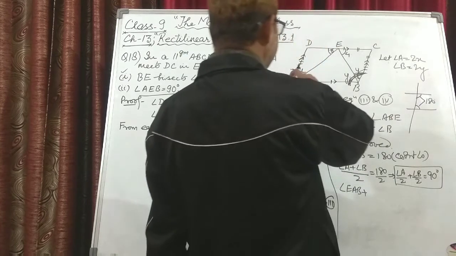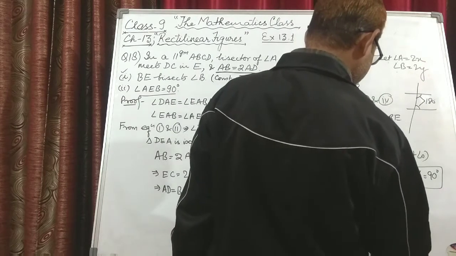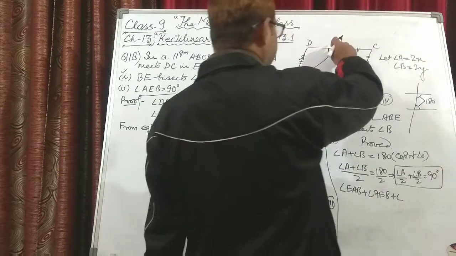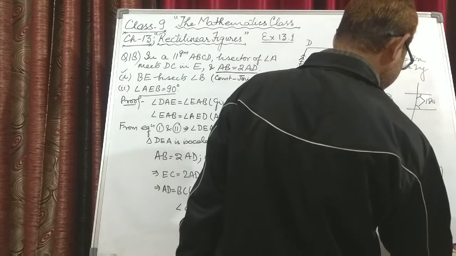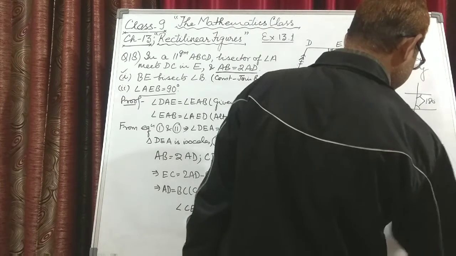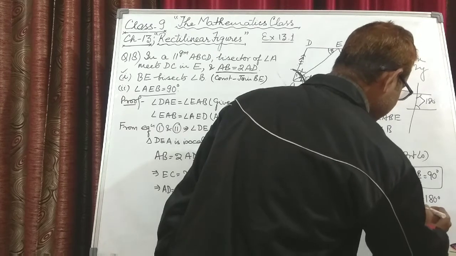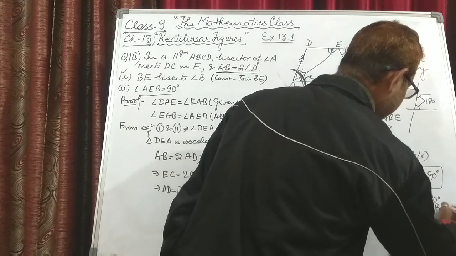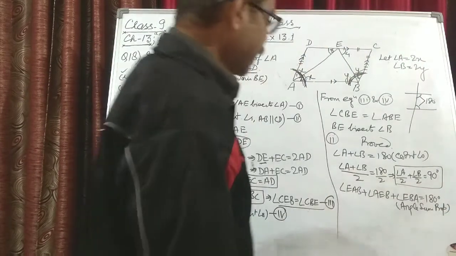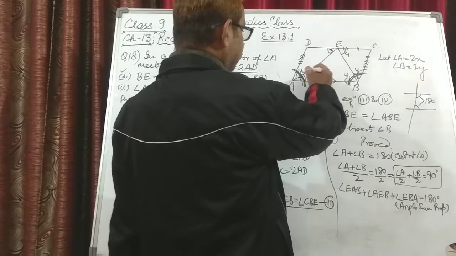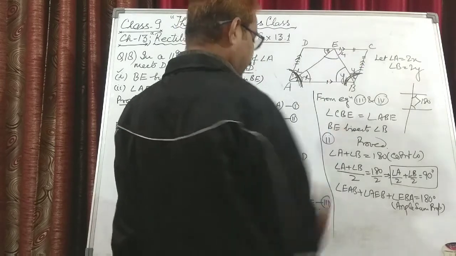angle EAB plus angle AEB plus angle EBA is equal to 180 degrees. By which property? By the angle sum property. By the angle sum property we can say this angle plus this angle plus this angle is equal to 180.